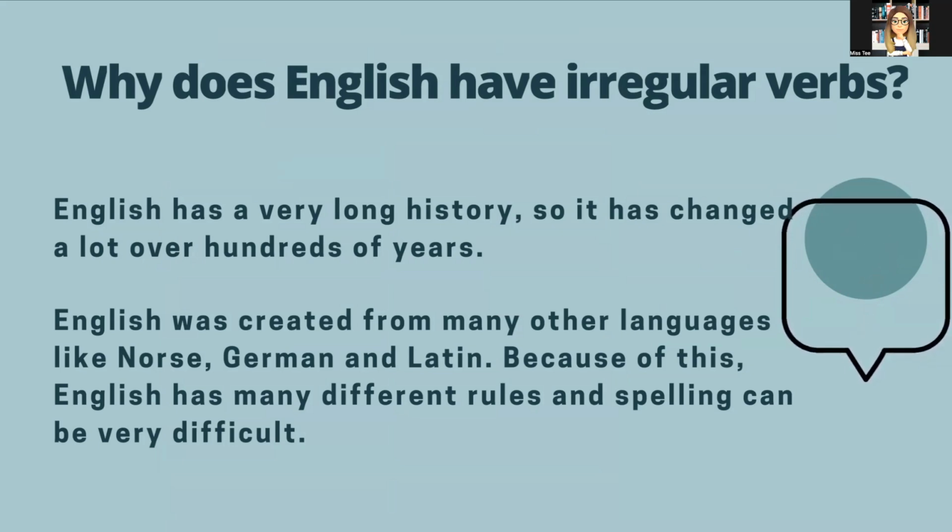So for example, in some cases, we can simply add ed, and in other cases, we have a word like thought, but you're not even pronouncing the G or the H at all. These are silent letters. And so it becomes very confusing. And that's because of the history of English.